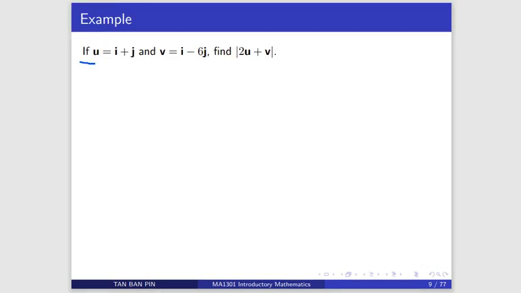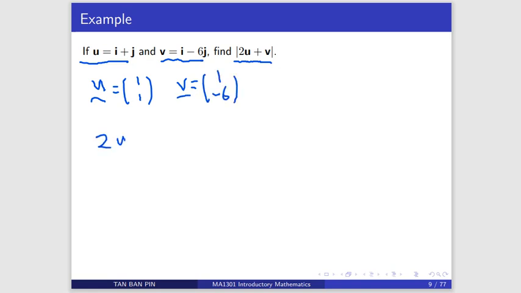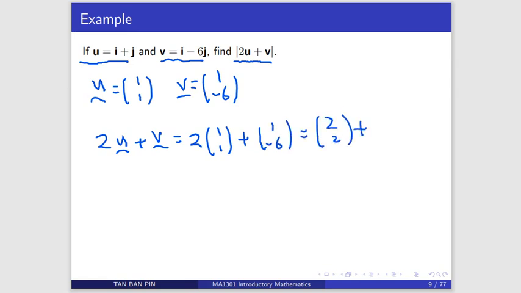In this example, u is i plus j, v is i minus 6j. You are asked to find the magnitude of 2u plus v. So u can be written as 1, 1. And v is actually, vector v is actually 1, minus 6. So if you consider 2u plus v, it's just 2 times 1, 1 plus 1, minus 6. So it's just 2, 2 plus 1, minus 6. So it gives you 3, minus 4.